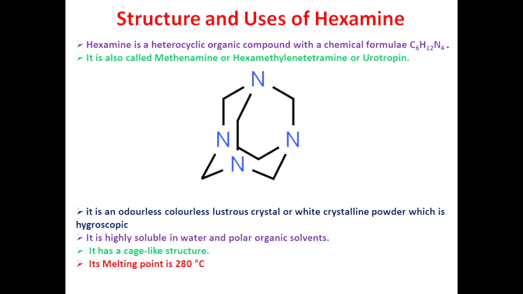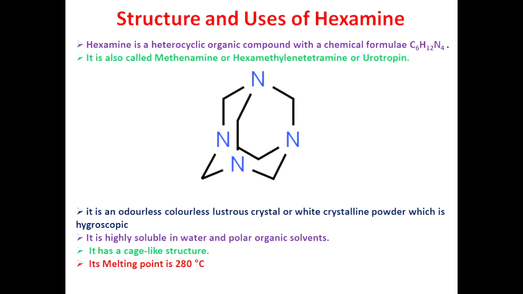So, what is hexamine? Hexamine is a heterocyclic organic compound with a chemical formula of C6H12N4. It contains 6 carbons, 12 hydrogens and 4 nitrogens. It is also called methylamine, hexamethylene tetramine or urotropine. Its structure is like this.